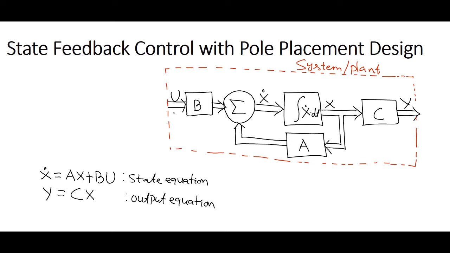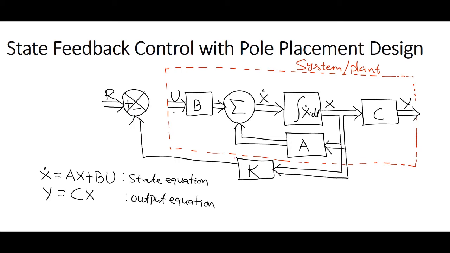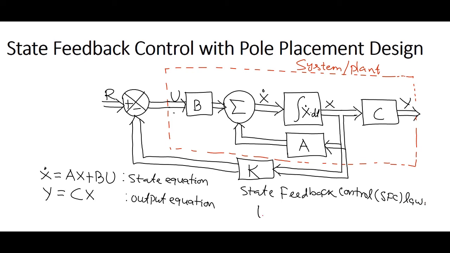Now, in state feedback control, there is a reference input and there is a state feedback. So, here the state feedback control law is u equals minus K x plus r. As you see, the input to the system or plant u is obtained by subtracting the state feedback, that is K x, from the reference input r. So, this is the control law, u equals minus K x plus r.